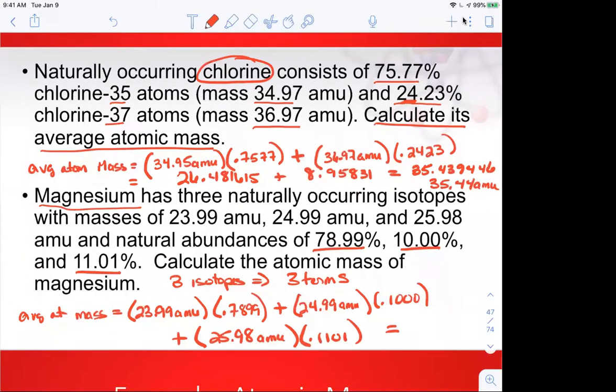I'm going to go ahead and get the average atomic mass for magnesium, which should be 24.305 when I do all the math. I'm not going to do the math here. I'm sure you can plug that into the calculator to show and convince yourself. I just showed you basically how to set this up.